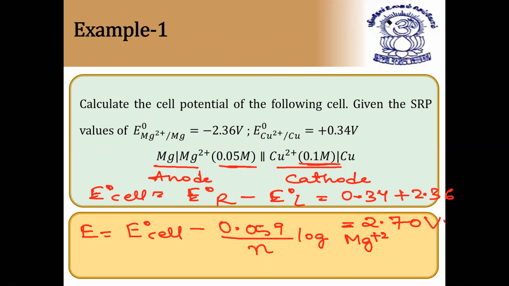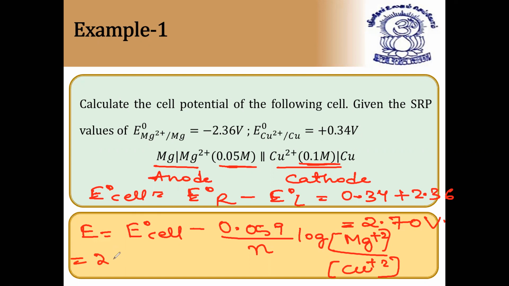I'm writing it clear. So Mg plus 2 divided by concentration of Cu plus 2. If you substitute, you'll get the answer. So EMF of right minus EMF of left, that is 0.34 plus 2.36. So you'll get the answer.